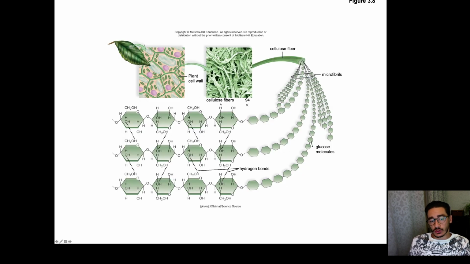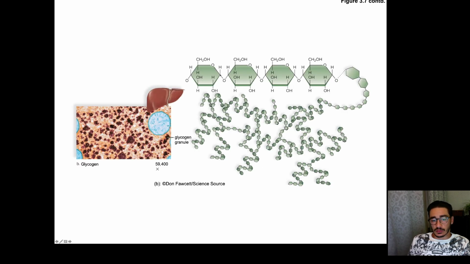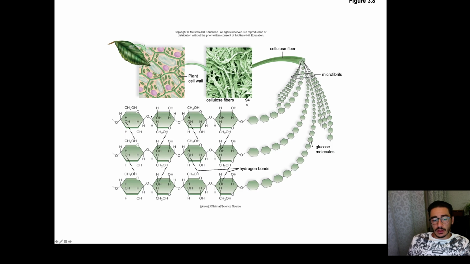And the next one is cellulose, the fibers, right? We cannot digest cellulose. If you look at those bonds, in cellulose they go up, and in starch and glycogen they go down. The difference between those bonds makes us unable to digest cellulose. And what is cellulose? You can find cellulose in the plant cell wall. The plant cell wall is made of cellulose. That's why it's very tough.